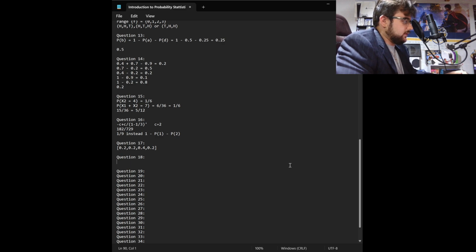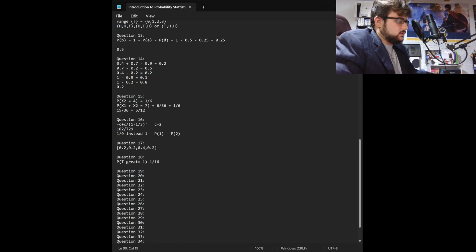Like the previous one, this is pretty easy, and then the greater than or equal to 1, that's 1 over 16. Right. Okay. So this is your answer here.